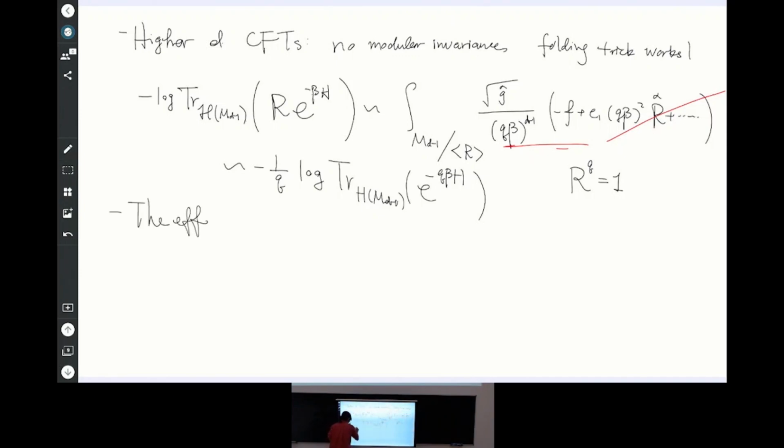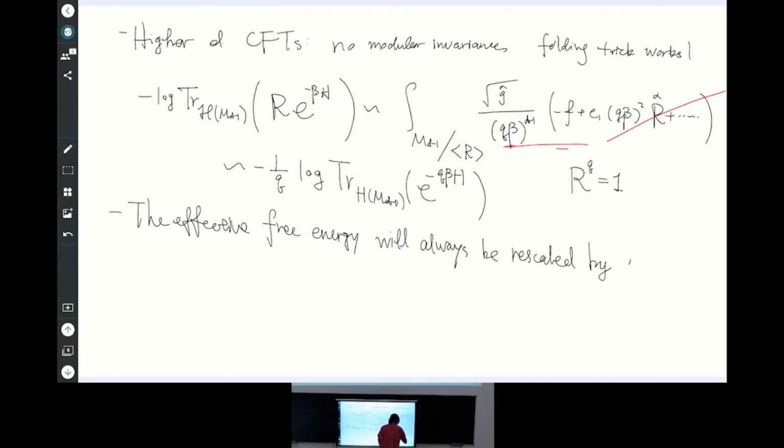the effective free energy would always be rescaled by a factor of q to the power minus d, where d is the dimension of the CFT, after the insertion of the symmetry operator R. And this result is completely universal. All that I ask is that your CFT compactifies to something with a mass gap.